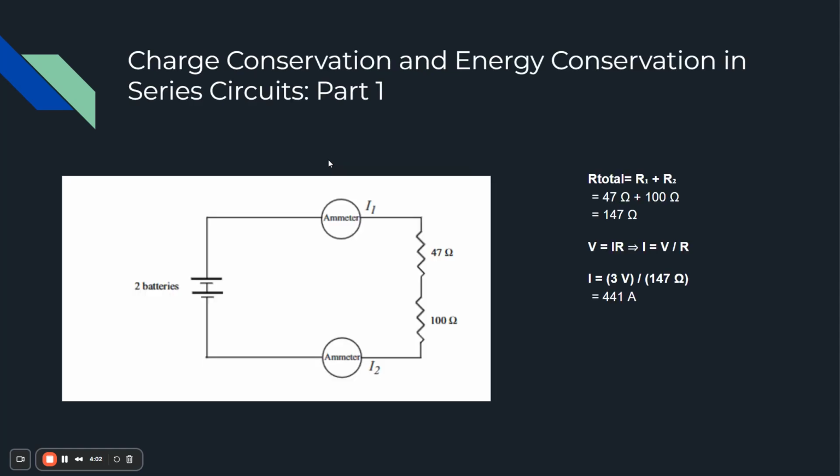Now jumping into the actual experiment, in part one, we used two ammeters placed at different points in the circuit with a total voltage of 3 volts, two 1.5 volt batteries, and resistors of 47 ohms and 100 ohms. And we calculated the predicted current to be about 441 amps using Ohm's law.